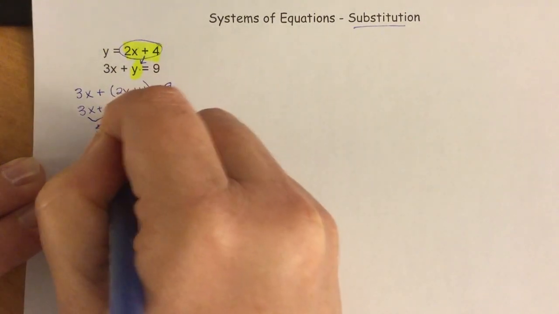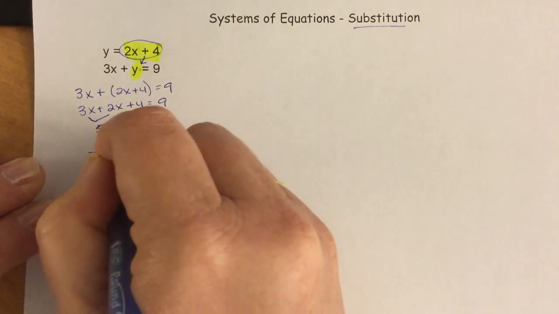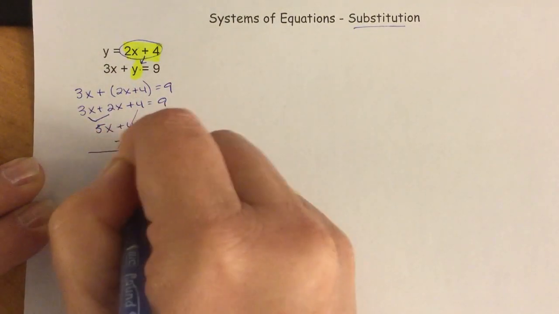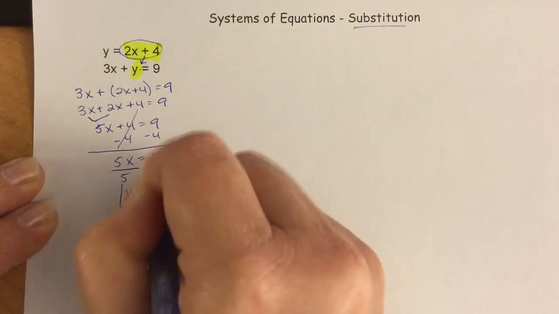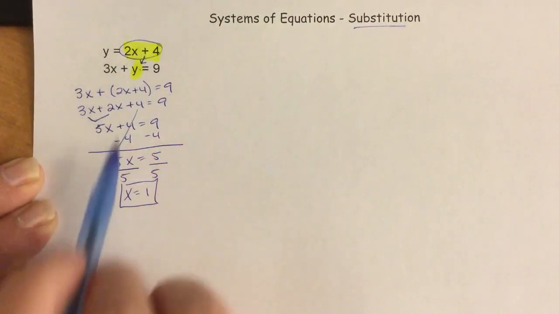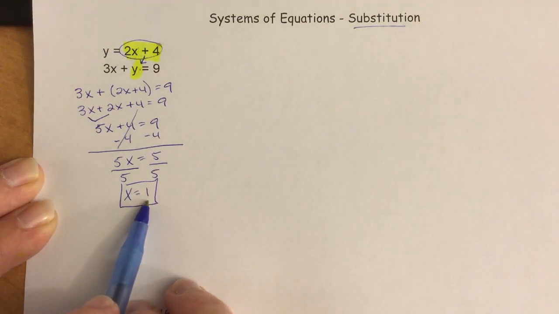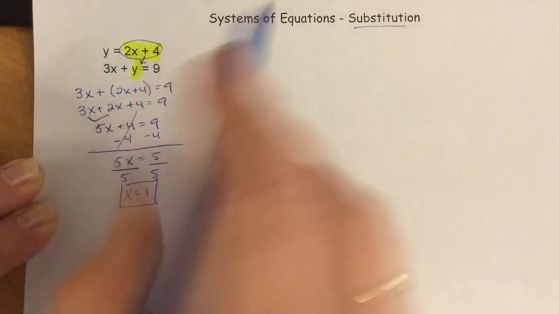We need to minus 4 from each side. That goes away. We've got 5x equals 5. Divide by 5, x equals 1. Now we're only halfway there because we've only found one variable. So what I need to do now is go back up to my equations and plug x in to solve for y. You can plug it into either equation, but the top one would be easier.